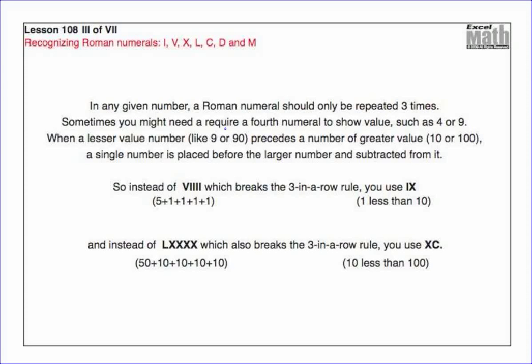Sometimes you might require a fourth. They have a typo in here. You might require a fourth numeral to show value, such as 4 or 9. When a lesser value number, like 9 or 90, precedes a number of greater value, 10 or 100, a single number is placed before the larger number and subtracted from it. So instead of writing V, you know, four I's, meaning 5 plus 1 plus 1 plus 1 plus 1, so that would be 9. That breaks the 3 in a row rule.